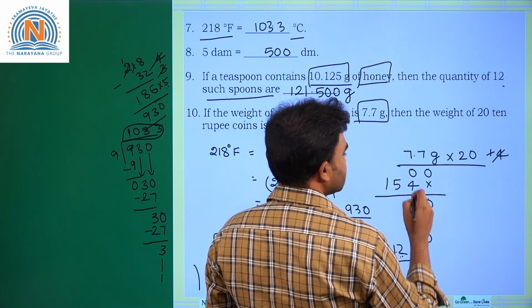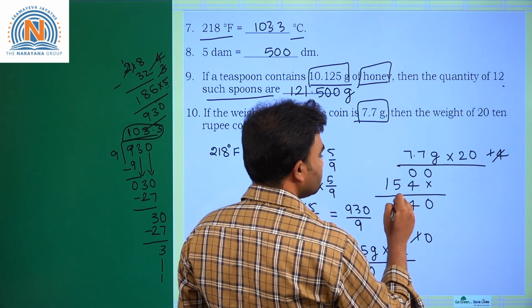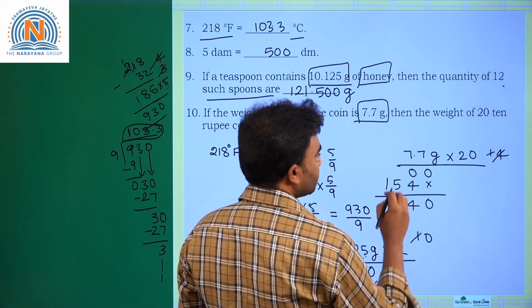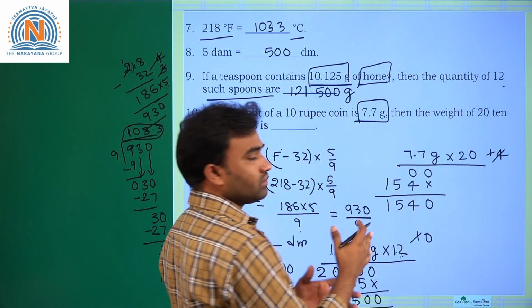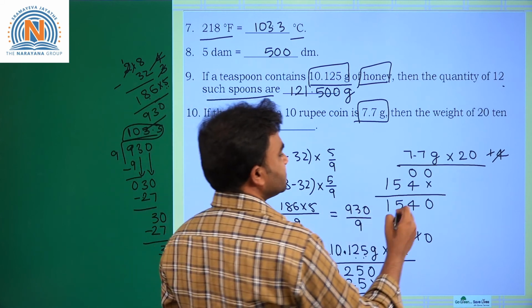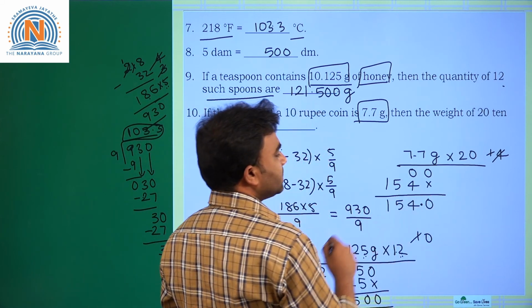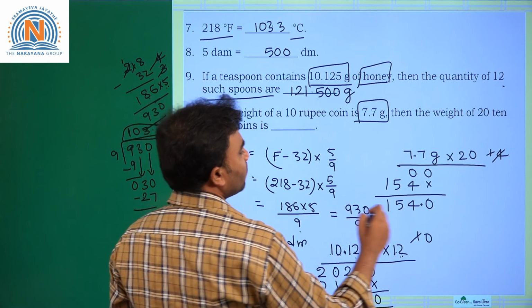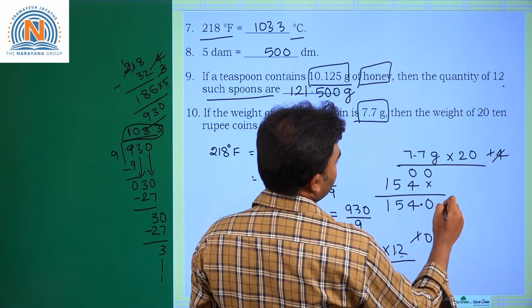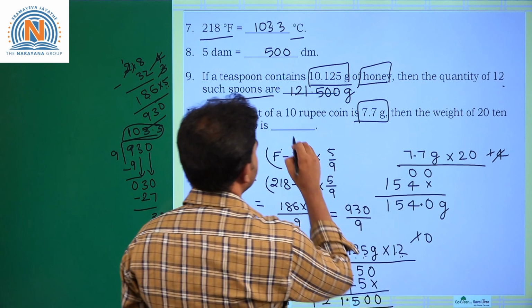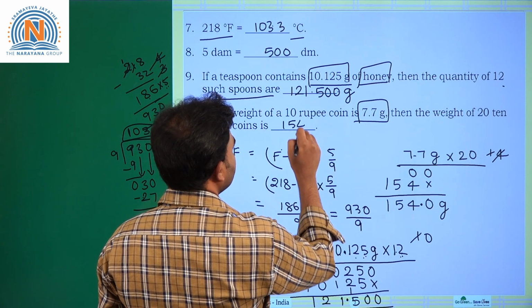Now add the numbers 0, 4, 5, 1. After how many digits do we have the decimal point? After 1 digit. So after 1 digit, put the decimal point. So the answer is 154 grams. 154 grams is the answer.